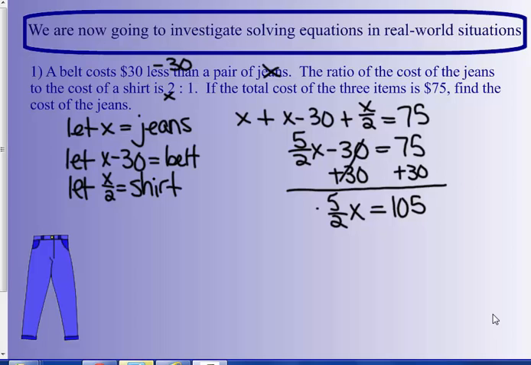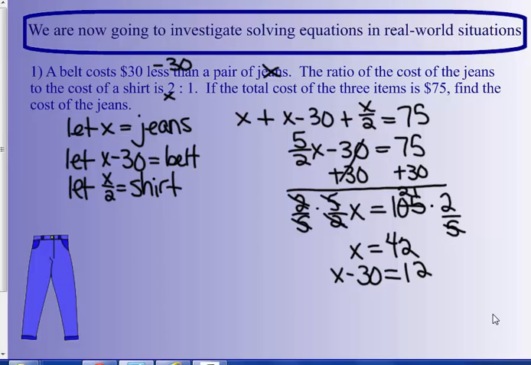Multiplying both sides by the multiplicative inverse. We do not divide by fractions, we multiply by the multiplicative inverse. So I'm going to multiply by 2/5 on both sides, and my numerators cancel, my denominators cancel, and I get x equals. 5 goes into 105 21 times, $42. So $42 is the jeans. 42 minus 30, $12 is the belt, and half of $42 would be $21.